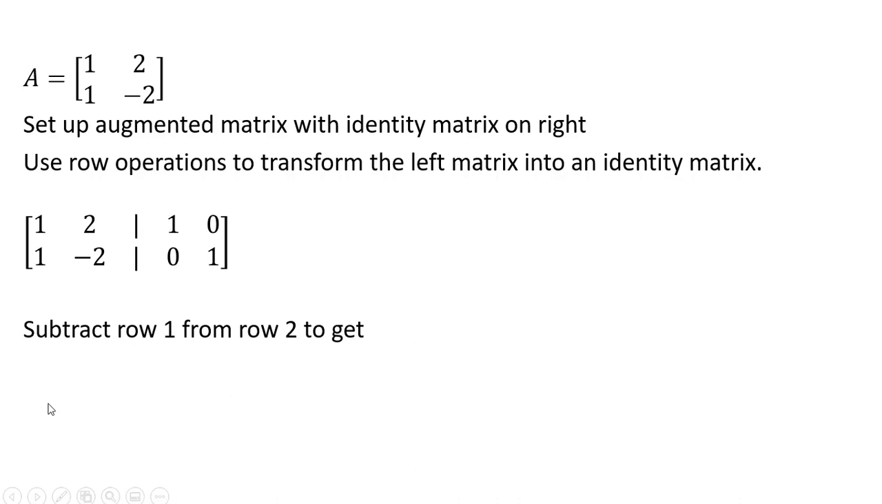So 1 minus 1 is 0. Minus 2 is minus 4. 0 minus 1 is minus 1. And 1 minus 0 is 1. Our next step is to get a 1 in row 2, column 2, right here. We want to turn this minus 4 into a 1. Again, trying to get this left-hand side matrix into an identity matrix.